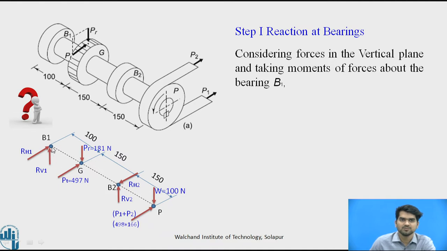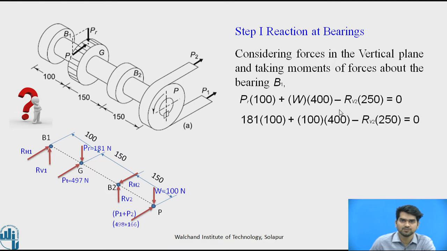While taking the moment about B1, you will get PR into the perpendicular distance 100, minus RV2 into the perpendicular distance, this is 250 total, plus W, which is acting vertically downward, W into the total distance 400. Just put the values of PR and W, and you will get the value of RV2, which is equal to 232.4 Newton. Now consider all the vertical forces equal to 0 and calculate the value of RV1. We get the equation RV1 minus PR plus RV2 minus W is equal to 0.